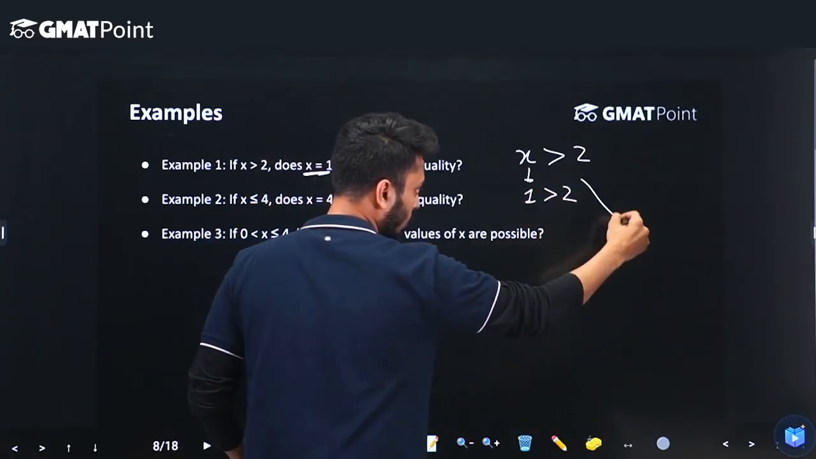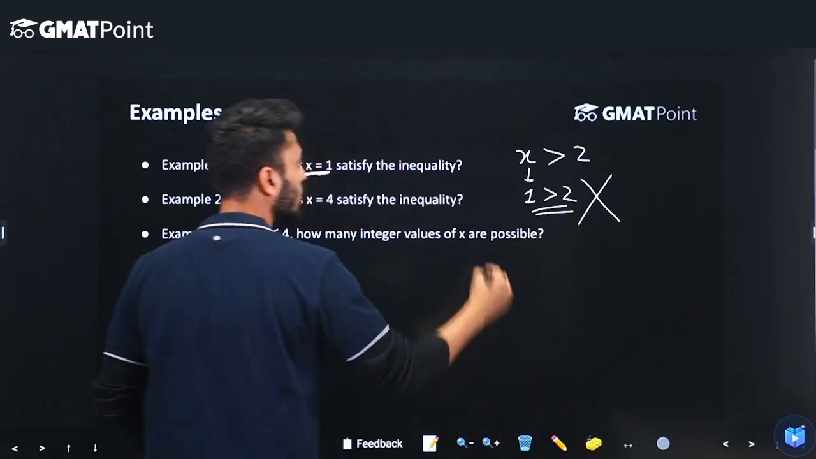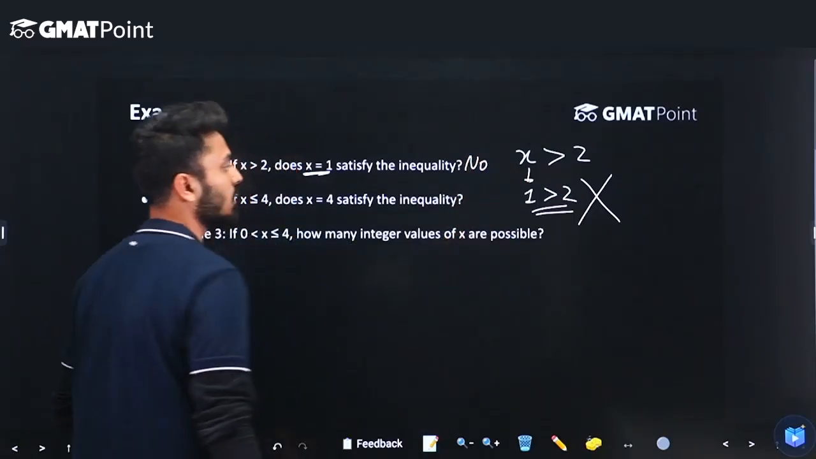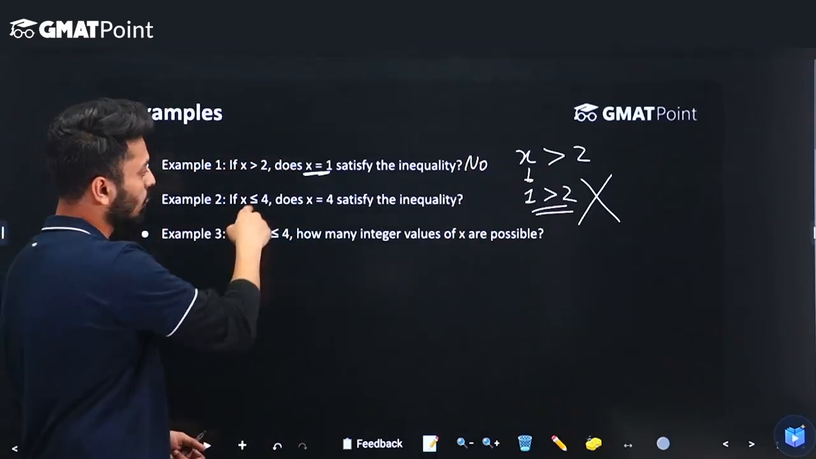We can see that this is not true. This is a false statement. So this does not satisfy the inequality. Let's look at the next one.